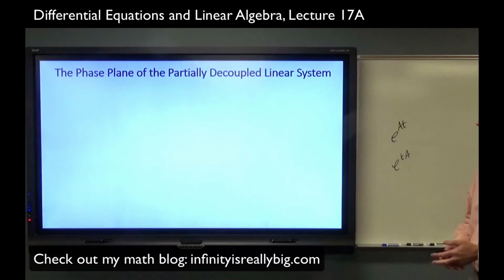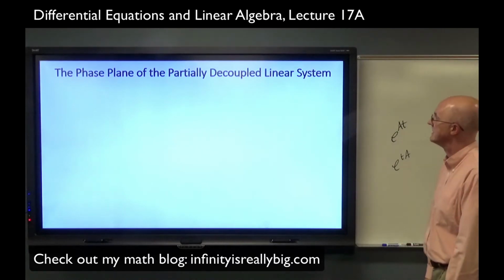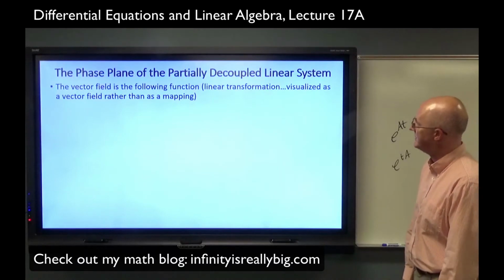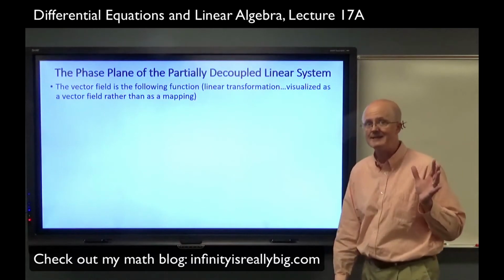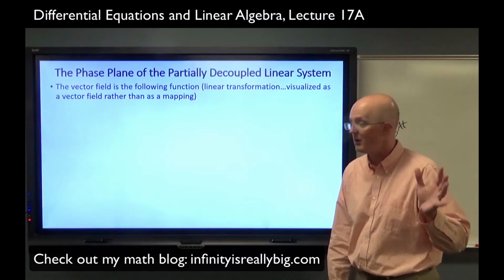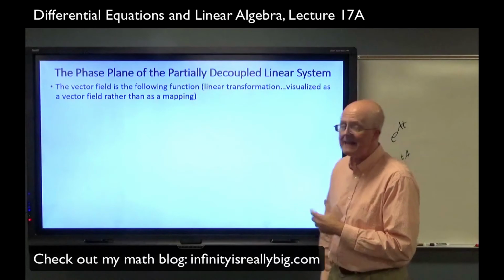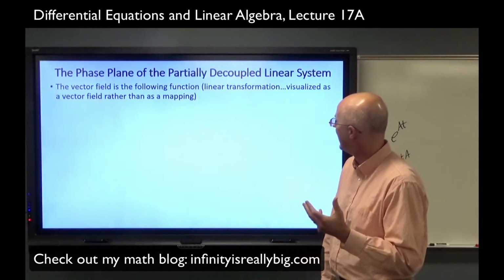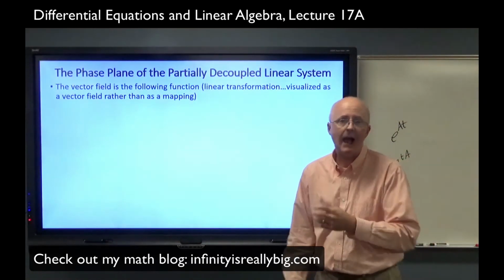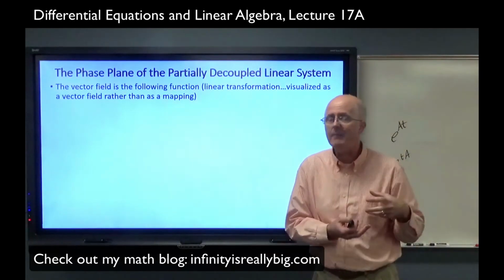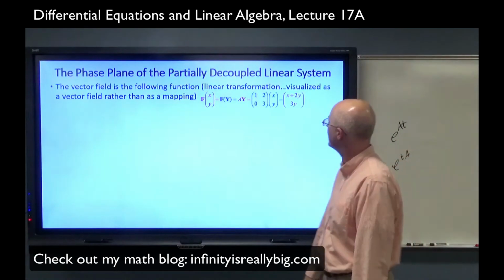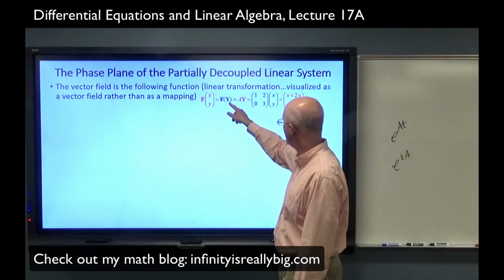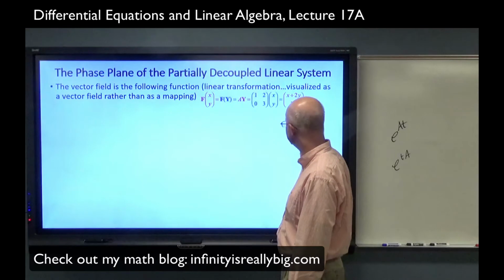Let's look at the phase plane, as we've always been doing recently, of this particular partially decoupled linear system. The vector field, first of all, is the following function I'm going to show you. It's the right-hand side. It's A times capital boldface Y. It is, if you want to think of it as such, a linear transformation. However, we're not viewing it as a mapping in this context. We're viewing it as a vector field. Here it is. I could write boldface f of boldface y is A times boldface y is this.